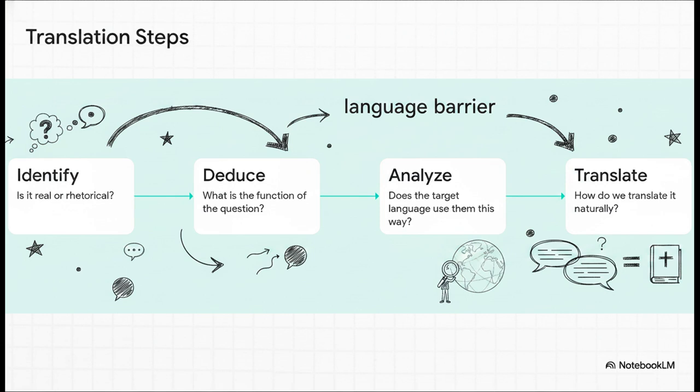Step 3, and this is super critical, does the target language even use questions in this way? I mean, we don't typically start a modern speech by asking, so what is today's message about? You have to know how the target culture naturally communicates, which leads us to step 4, finding that natural translation.